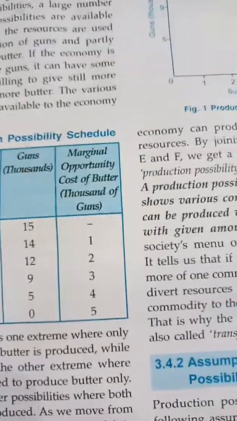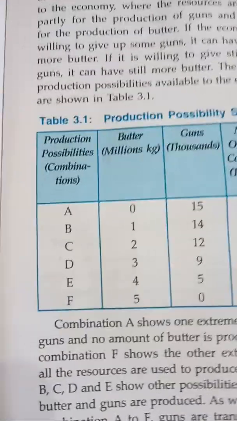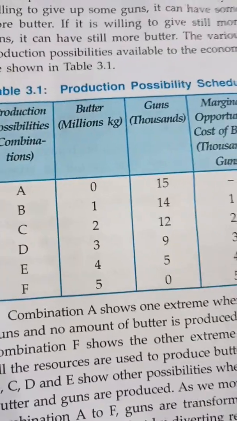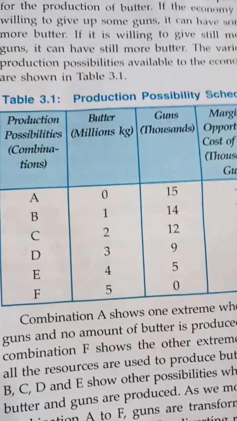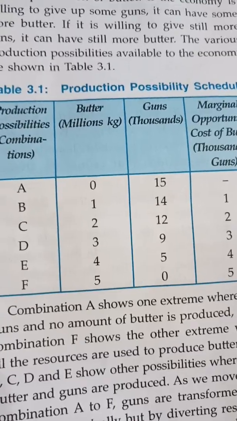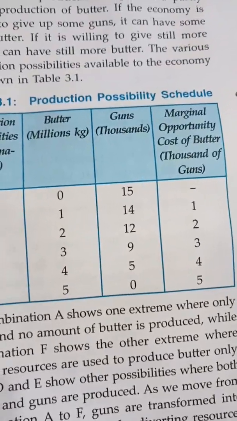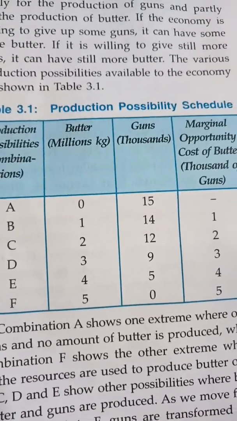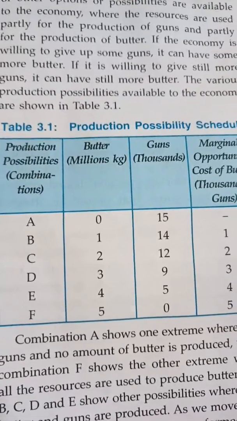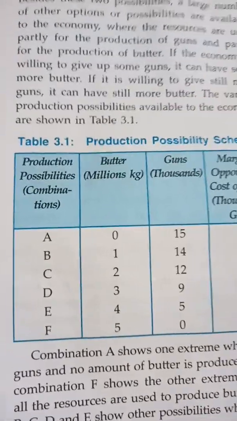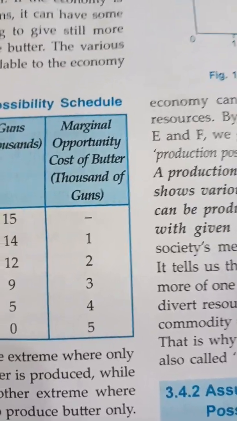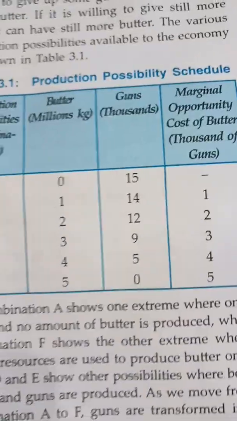Though the first value in the column is a hyphen. Hyphen means cannot be determined, because the first combination A was 0 and 15. Was there anything before that? No. Then how can we determine the first value of marginal opportunity cost? We cannot determine how much guns production is to be reduced when one more unit of butter is produced. That is why the first value in the last column is a hyphen, meaning cannot be determined. But in the subsequent values we can find it out.